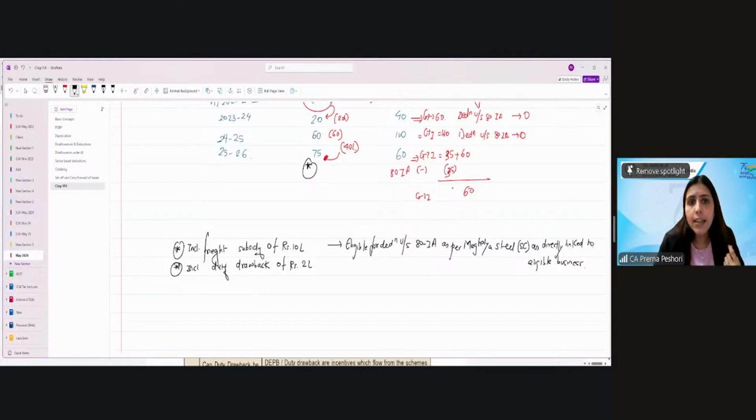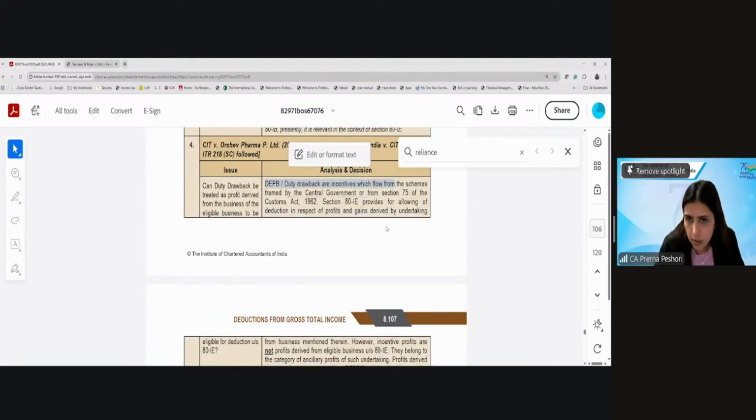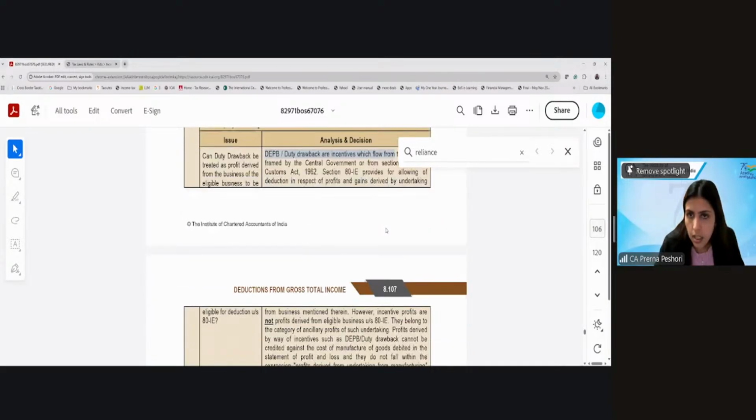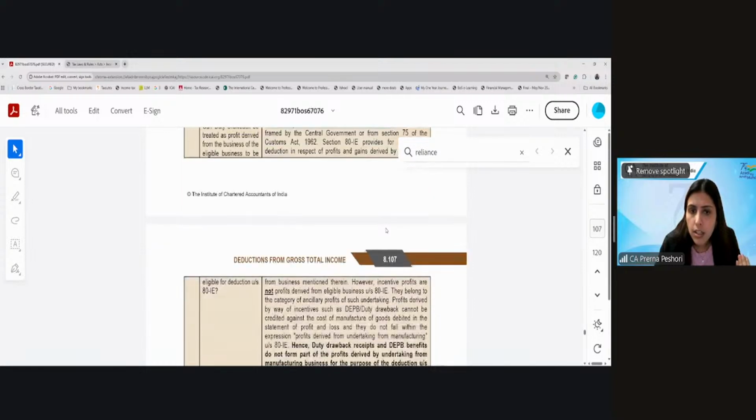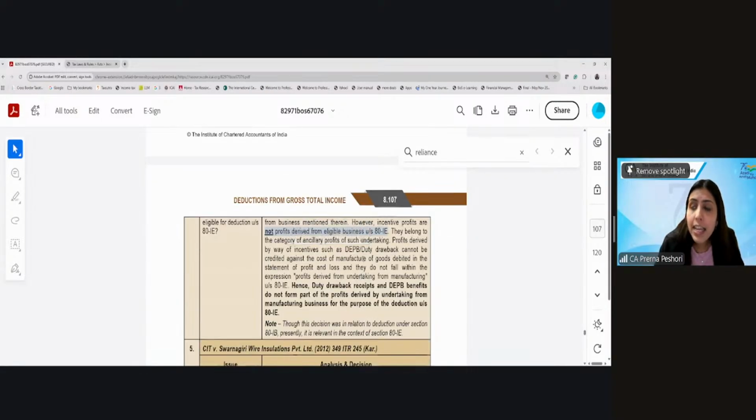So in the Liberty Orkiv case, the Supreme Court noted that these duty drawbacks are incentives which are basically given under the Customs Act. Right? So these incentives are not the profits derived from the eligible business. They are the ancillary profits of the undertaking. They are not directly linked to the cost like your freight subsidy.